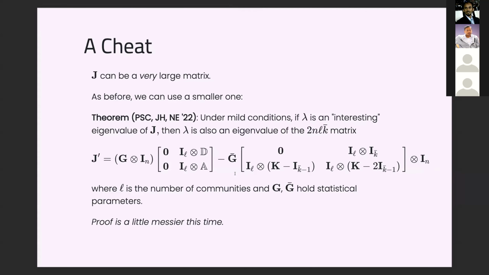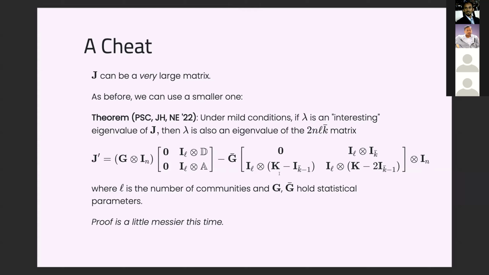Okay, and once again, computation is a challenge. The matrix J, which is this important part of the Jacobian derivative, can be a very large matrix. But similar to before, there's again an understanding about the relationship between eigenvalues of this big matrix and eigenvalues of a much smaller matrix. The proof here is not quite as simple, so I'm not going to mention it, but I will talk a little bit about the result.